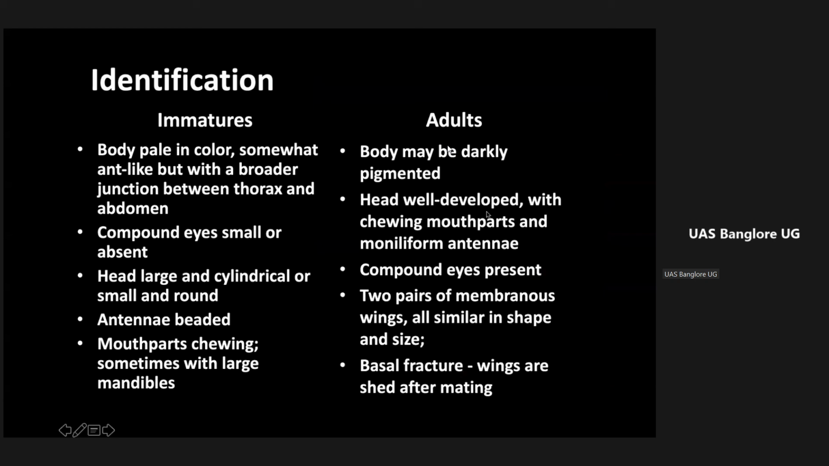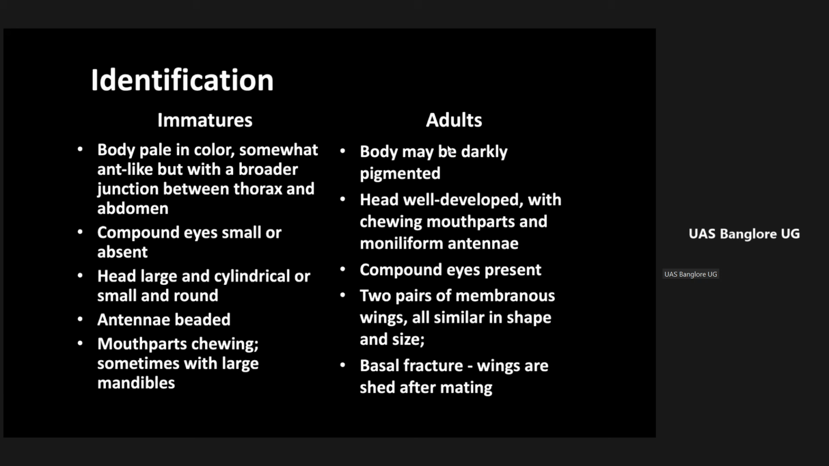Body, head well developed. They have very strong chewing mouthparts, moniliform type of antenna, compound eyes present, and two pairs of membranous wings similar in size and shape. Iso means equal, so that is why we call them Isoptera. One important character is that they shed their wings very easily because they have a basal structure. This attachment of the wing is called the basal fracture. They vibrate it and dislodge their wings once they want to get into the soil.